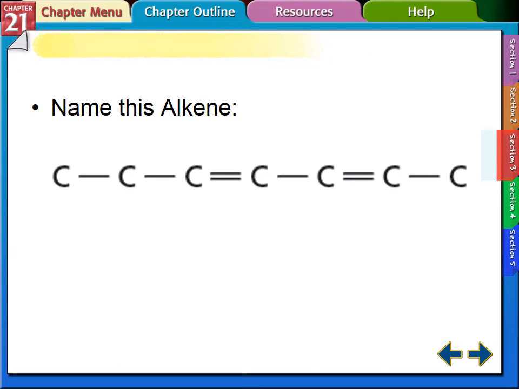Name this alkene. To do that, we have to count the number of carbon atoms that we have in this alkene. So we have 1, 2, 3, 4, 5, 6, 7. So an alkene that contains 7 carbon atoms is a heptene. Hept meaning 7.